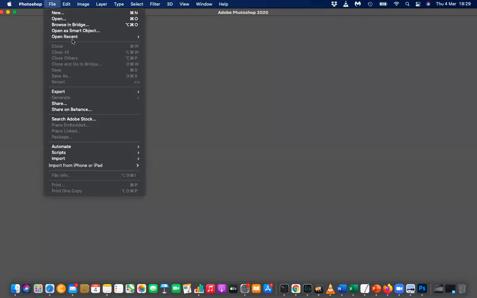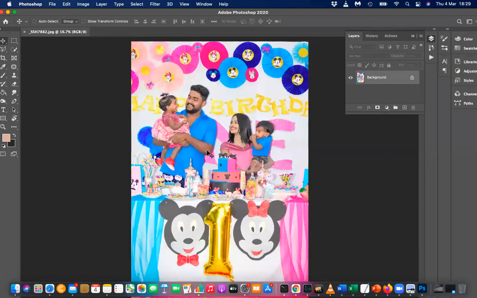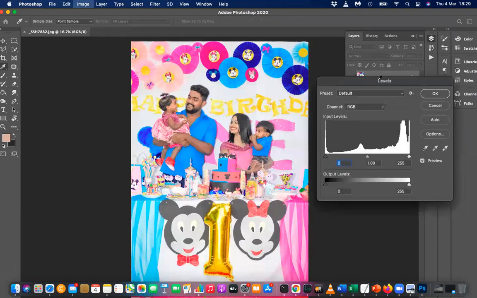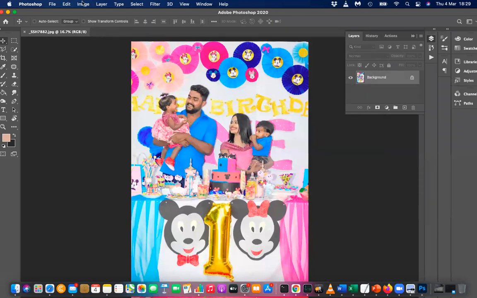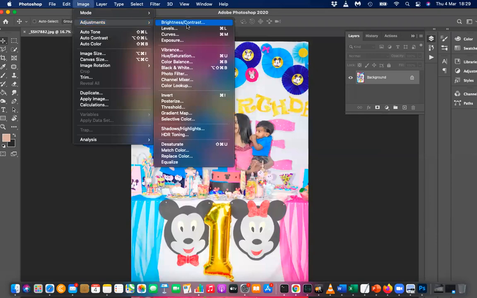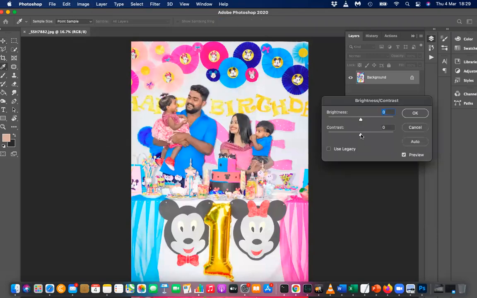So let's open another image. Okay, this one. I'm going to change the contrast again. Image, adjustment, and brightness and contrast. So here contrast is low.